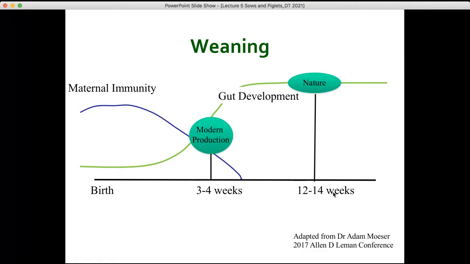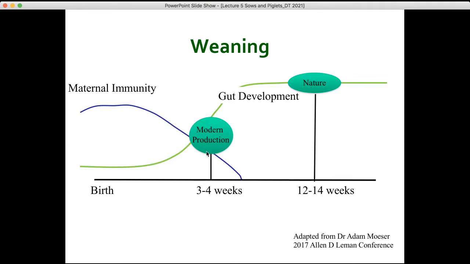And then we've got 12 to 14 weeks, which is when weaning would happen in nature. So in nature, as I said, it would be a very gradual process where the nursing bouts with the sow slowly decrease. The piglets start to spend more time away from the sow, which then allows them to explore the environment and then potentially explore other sources of food.